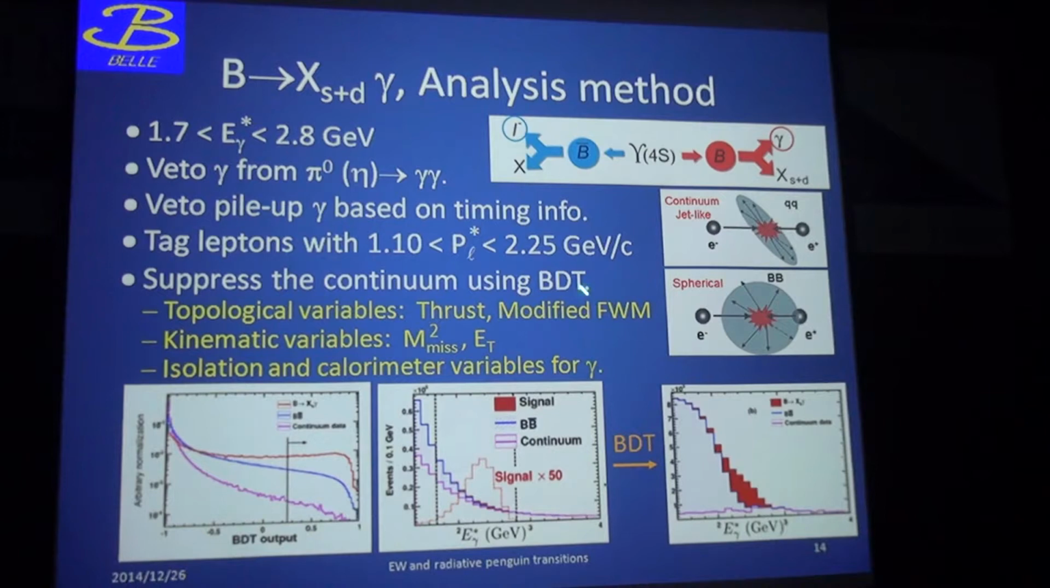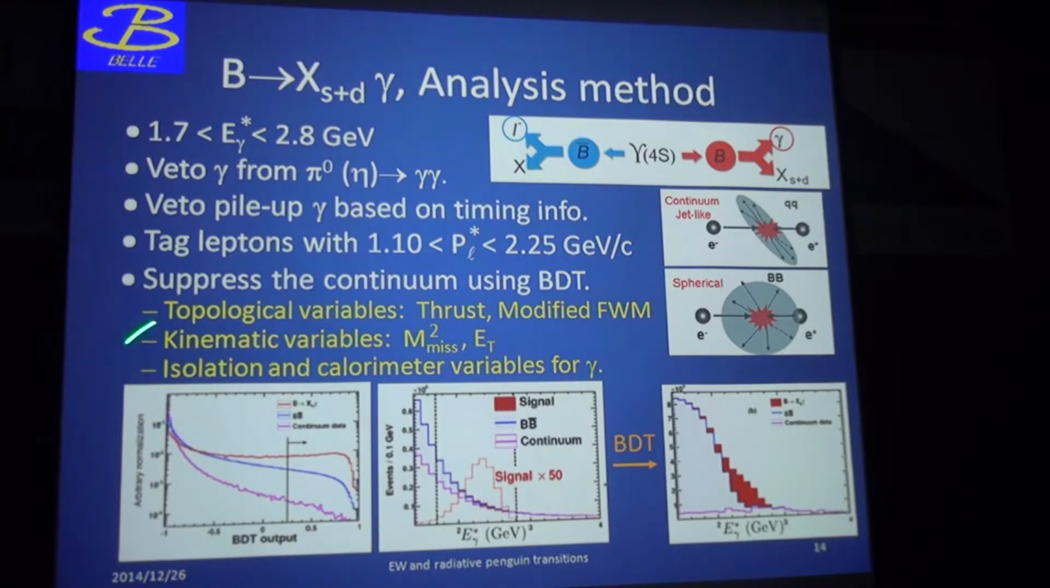And to put all the variables in this software package called boosted decision tree. This is the package that can distinguish two distributions with the various variables in it. So this is the output of this. You can see the red one is the signal, and you have a continuum background, just the e+e- to qq bar background events, and the blue one is the BB bar background events.